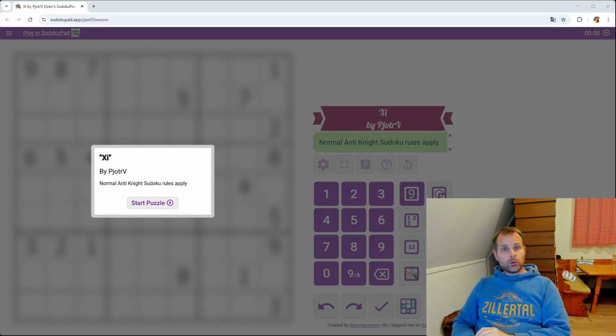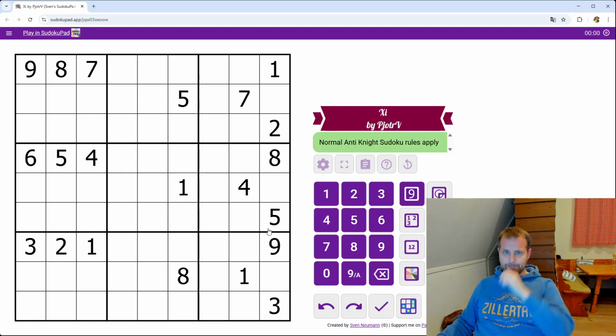It's a normal anti-knight Sudoku, and if you want to do it yourself, hit pause, and otherwise stick with me for the solution.